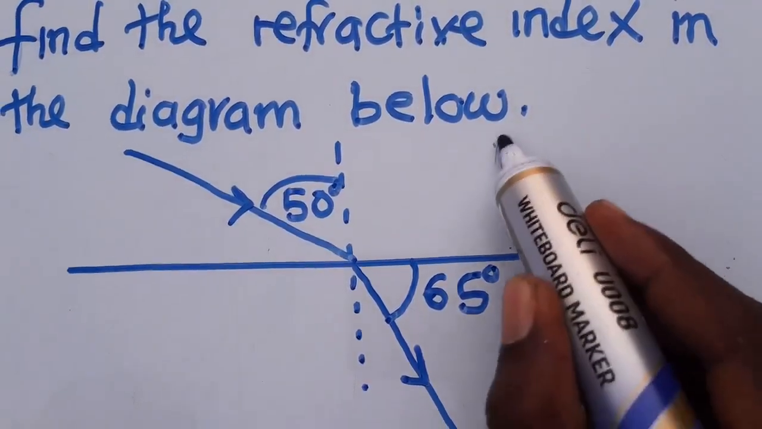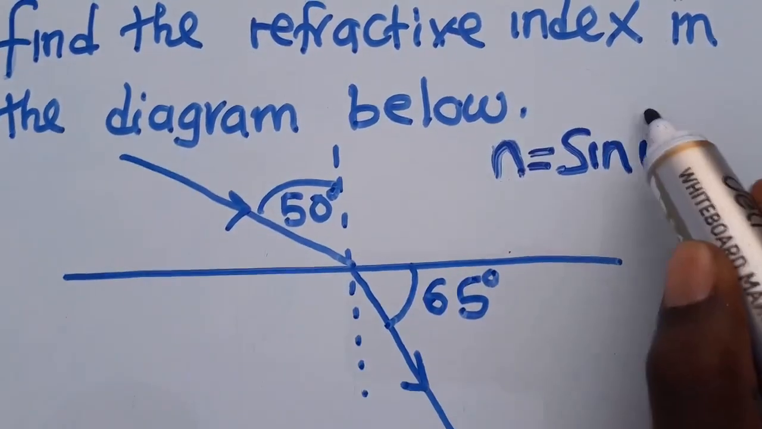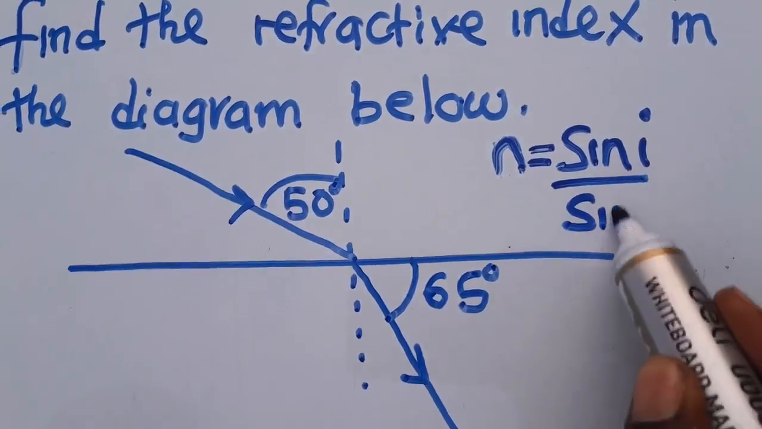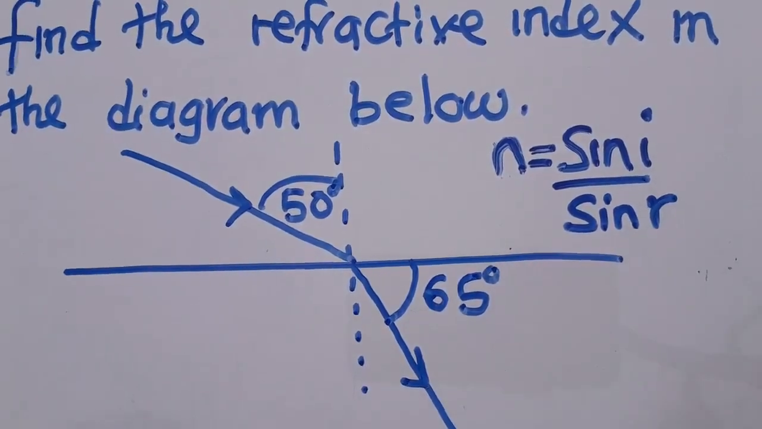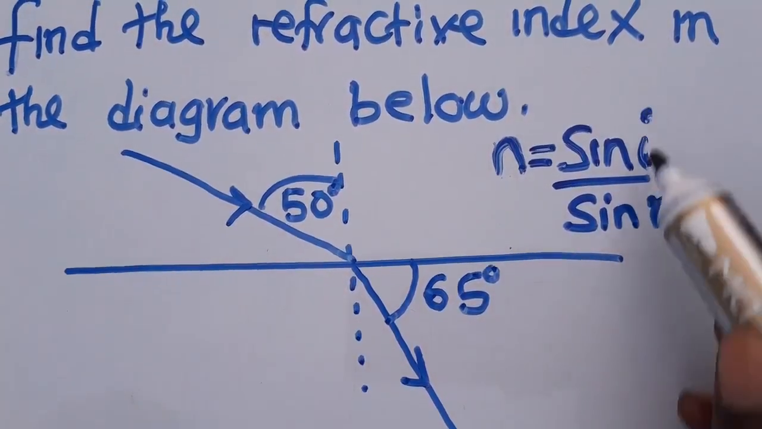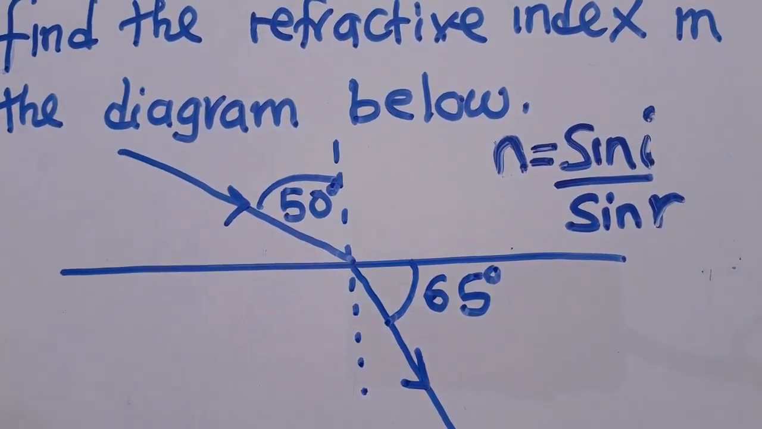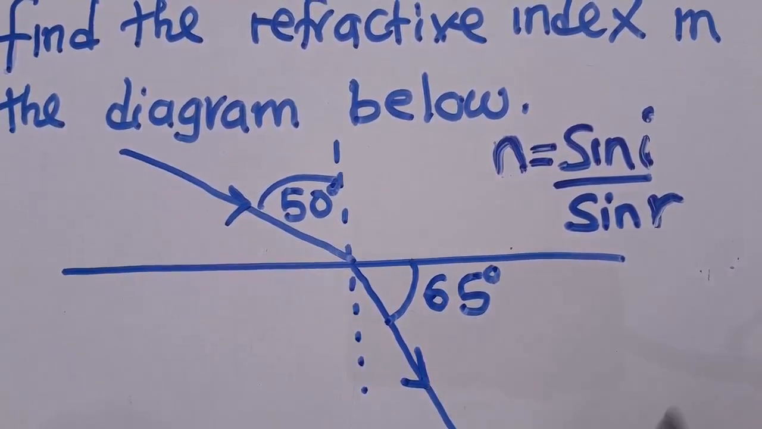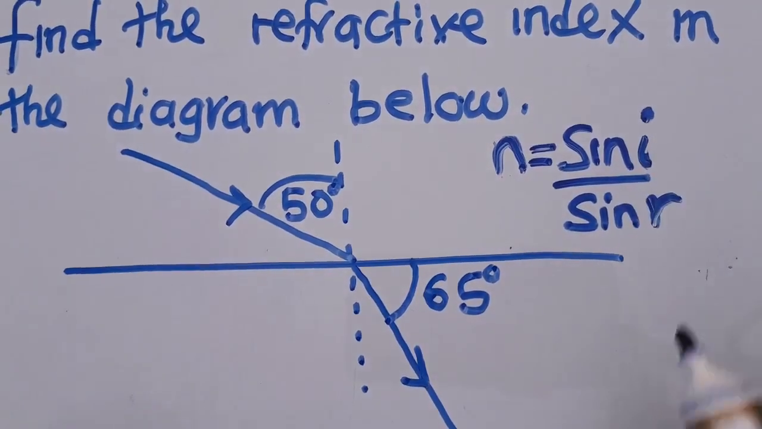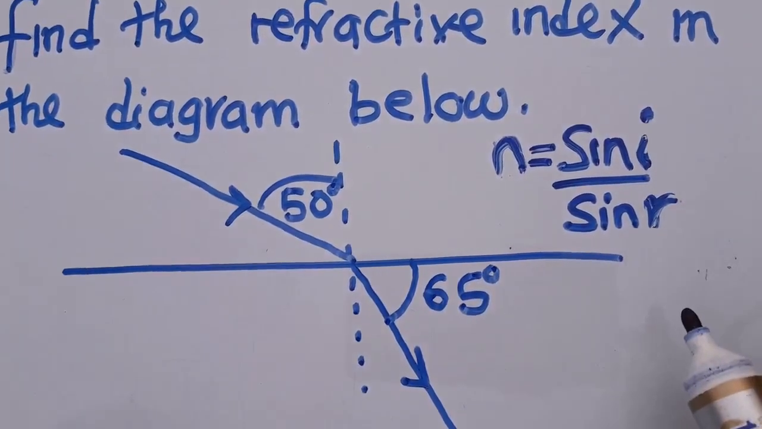You need to know the formula. Which formula do we use? N is equal to sine i over sine r. That is the formula that we use each time we want to find the refractive index, where i is the angle of incidence and r is the angle of refraction. Those are two important things that you need to know and understand.